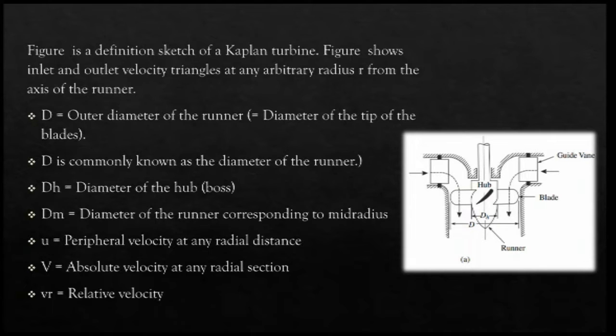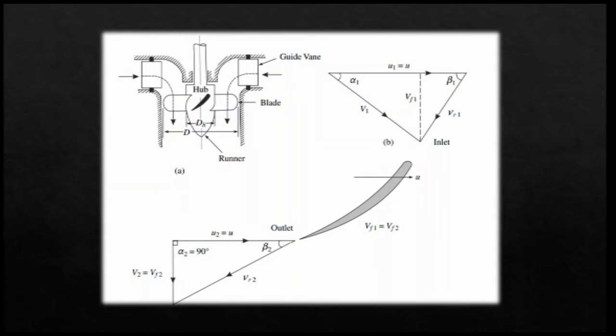So Dh is the diameter of the hub, and Dm is the diameter of the runner corresponding to the mid radius. U is the peripheral velocity at any radial distance, V is the absolute velocity at any radial section, and Vr is the relative velocity. Here we can see the two velocity triangles.